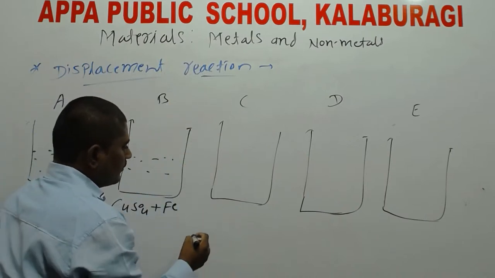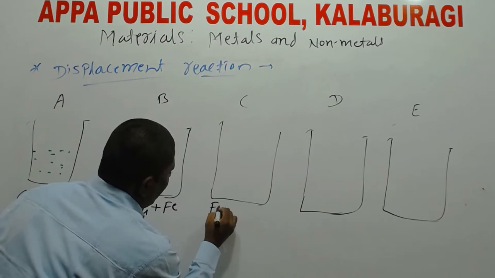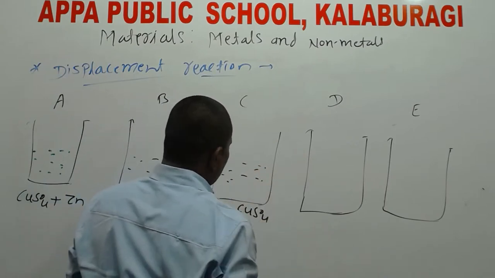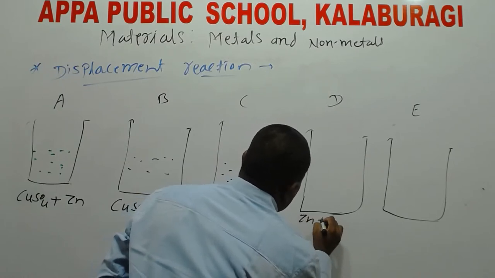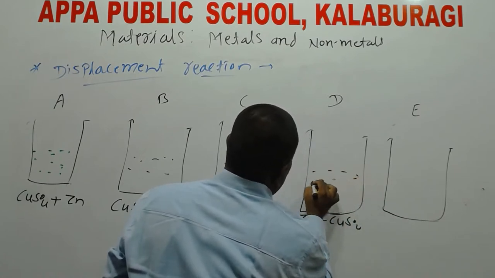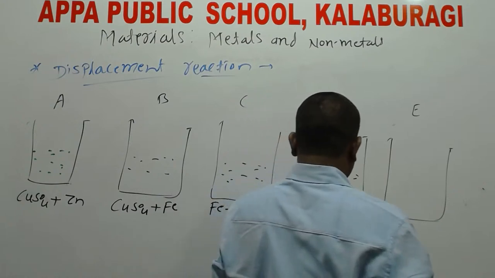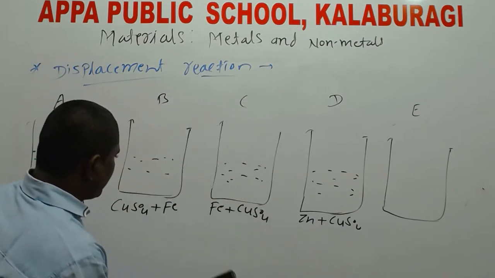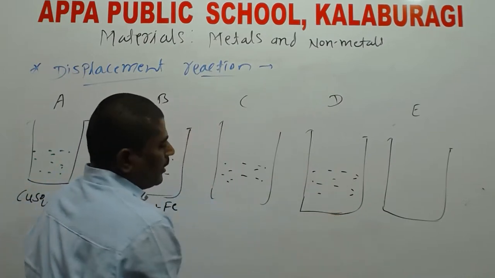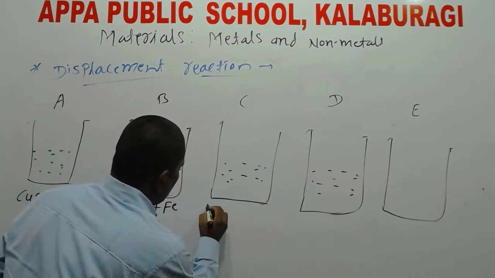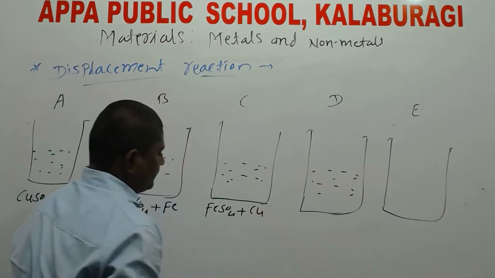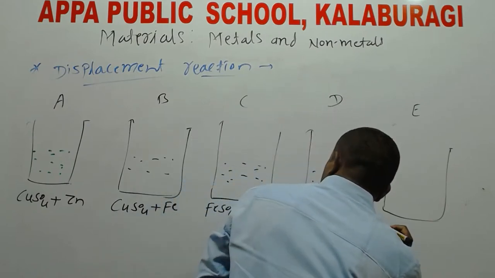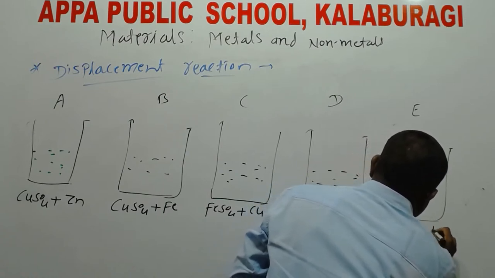Next, in the same way, you have to take iron plus copper sulfate in this beaker. Next, zinc plus copper sulfate. Sorry, a little bit wrong happened here. In beaker C, FeSO4 plus copper. In beaker D, ZnSO4 plus copper. Beaker E, that is ZnSO4 plus iron.